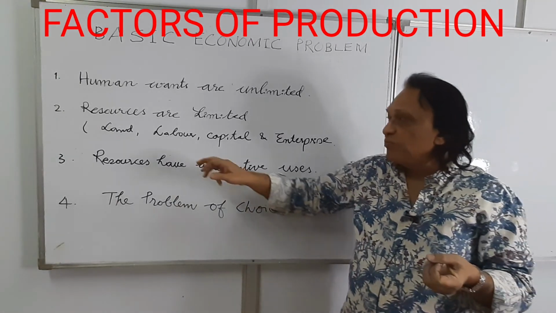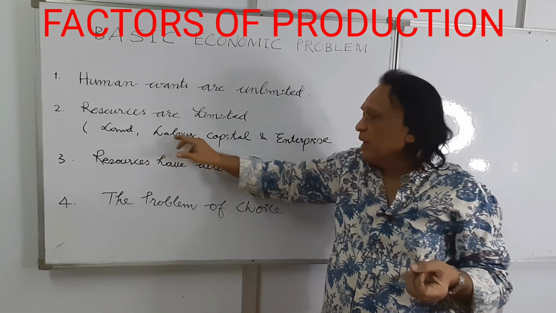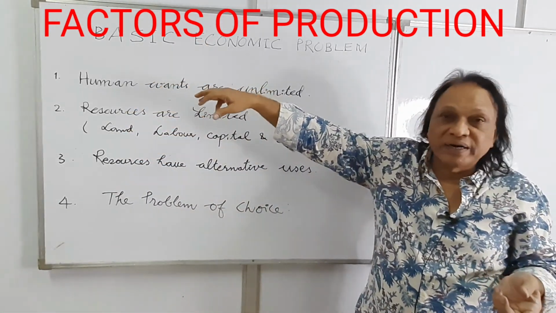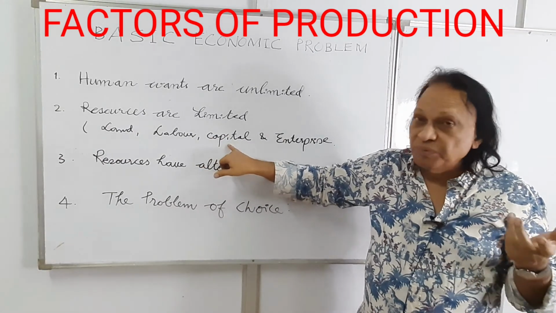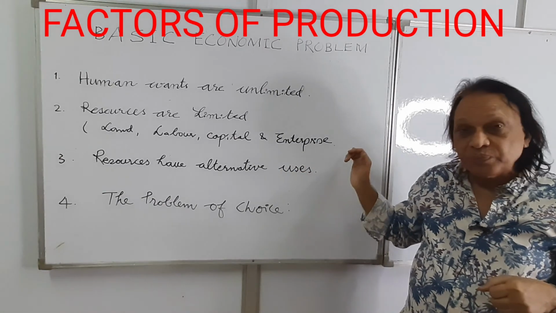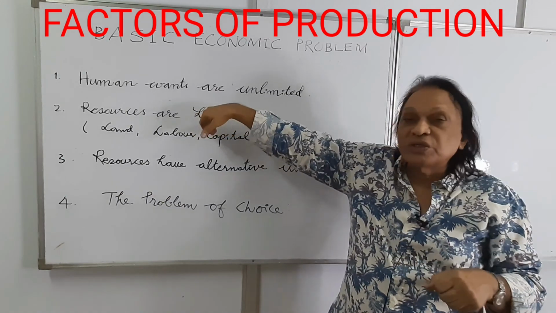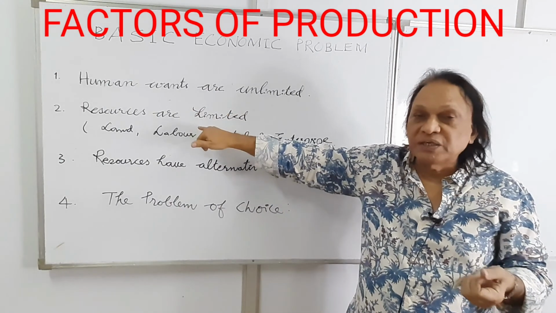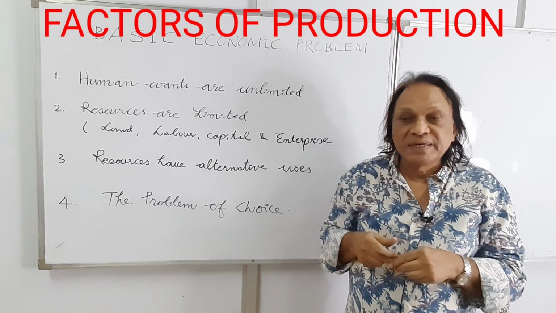Of course, without these you just can't produce anything to fulfill human wants. Without land, we just can't grow anything. You can't have any factories. Without labor, nothing can be produced. Without capital, machines, nothing can be produced. And without the entrepreneur, we can't produce anything. So these resources are limited. Human wants are unlimited, but the resources are limited, or we can call them scarce.